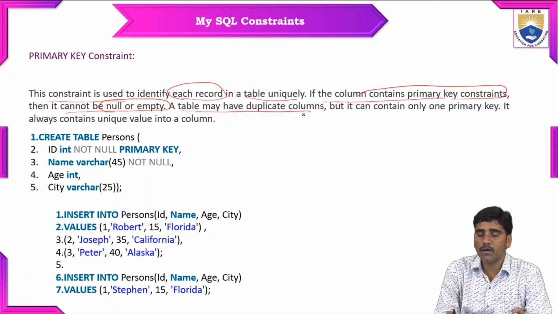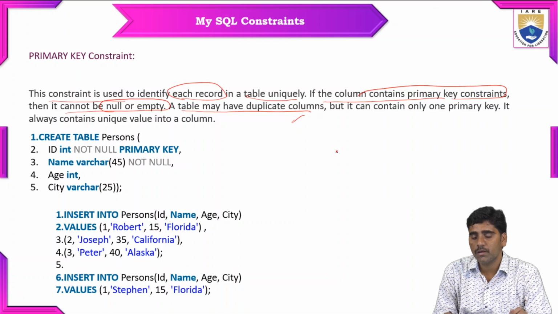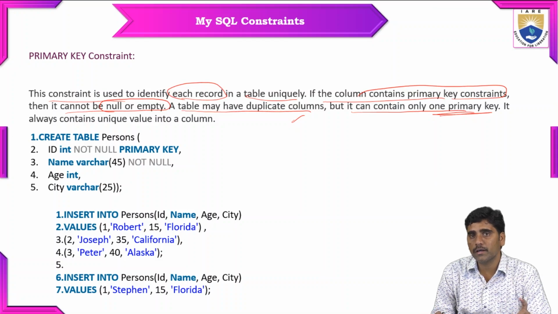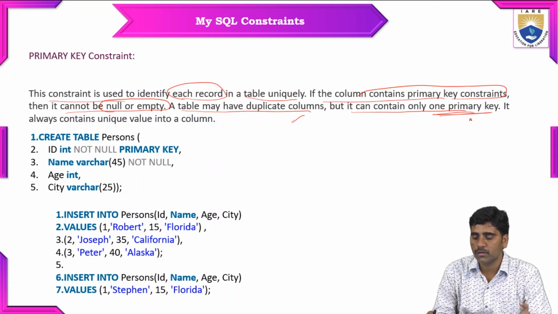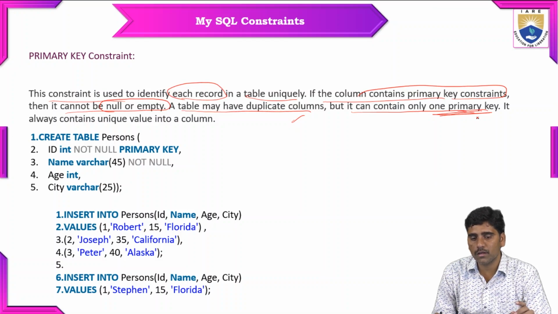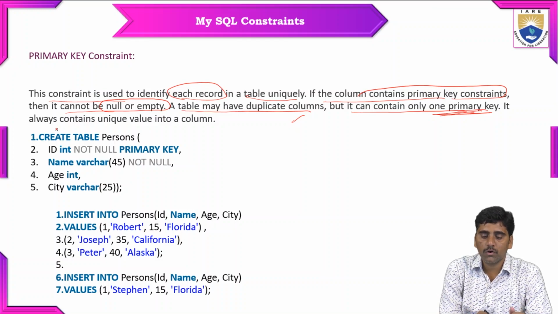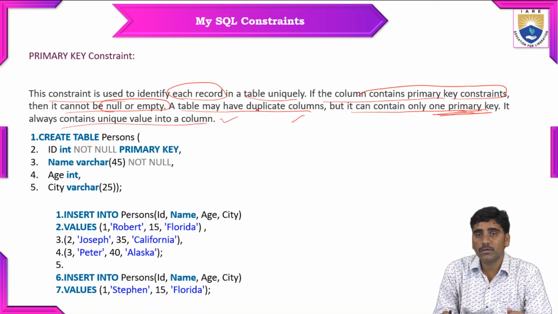A table may have duplicate values, but it can contain only one primary key. So a table can have more than one duplicate value, but the primary key contains only unique values. It specifies that the entered values are uniquely identified, and it does not take more than one of the same value. It always contains a unique value in a column.